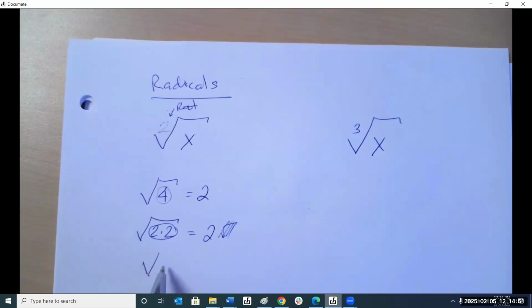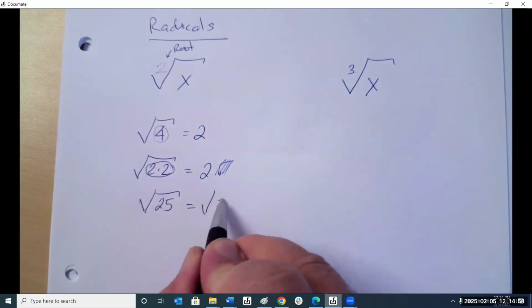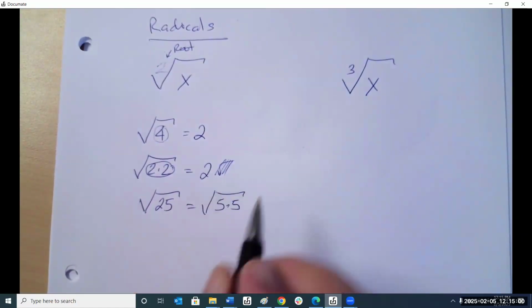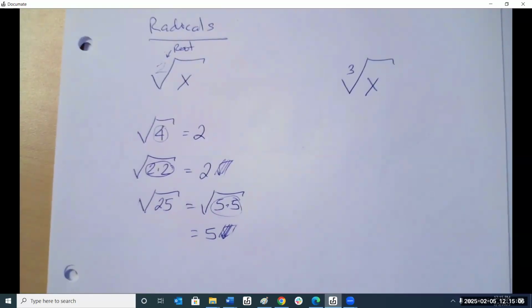The square root of 25. 25 breaks down to 5 times 5. There's 2 of a kind, so I could put it out in front. There's nothing left inside there, so I don't need that. So that's how come the square root of 25 is 5.